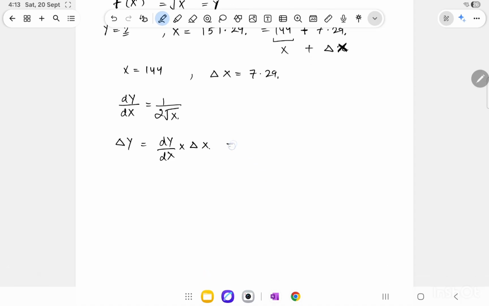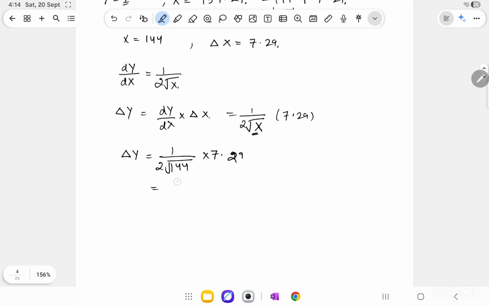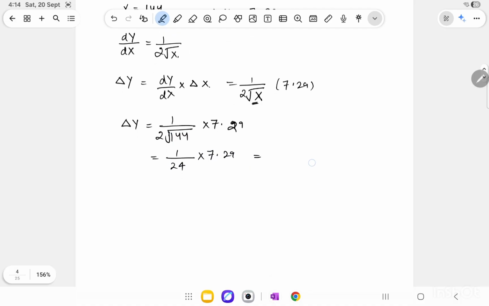Dy by dx is 1 upon 2 root x, and del x is 7.29, and we have assumed our capital X to be 144. So del y will be 1 by 2 root 144 into 7.29. The square root of 144 is 12, and 12 times 2 is 24, so it is 7.29 divided by 24. Now if I solve it, I'll get del y as 0.3037.